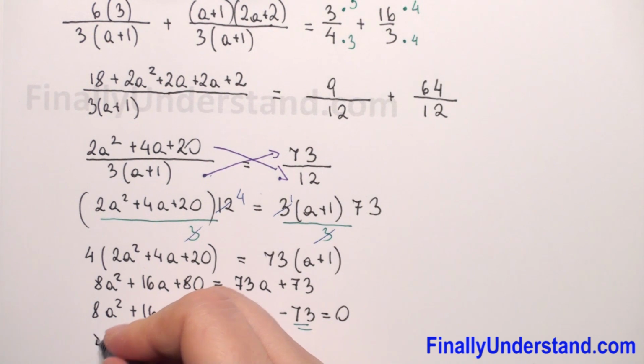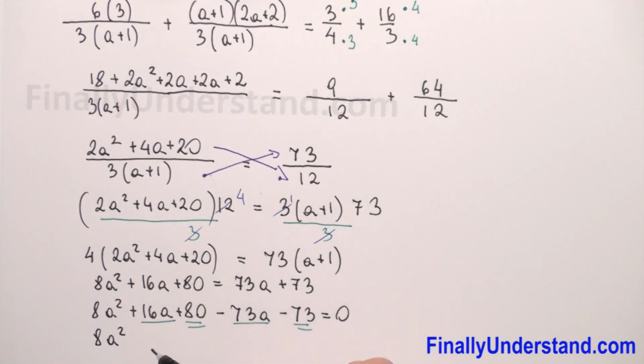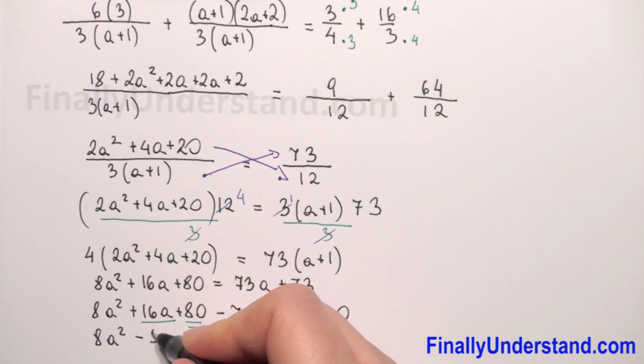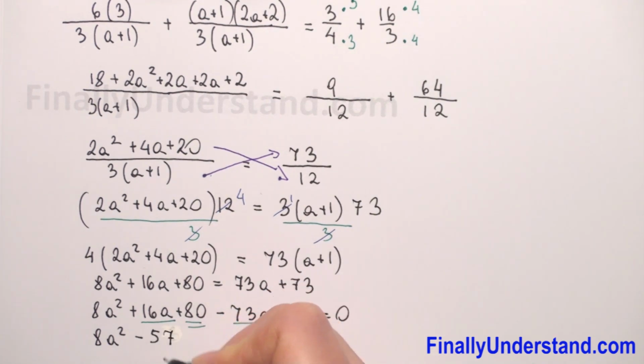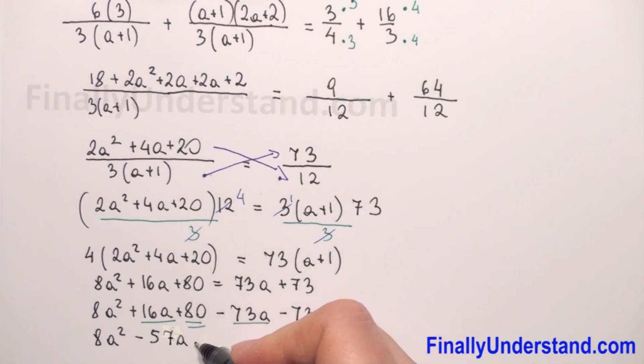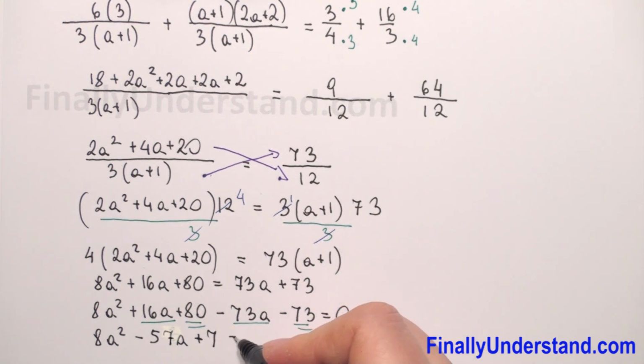So we have 8a squared, 16a minus 73a, so will be negative 57a. And we have 80 minus 73, so this is plus 7. So this is equal 0. So now we have quadratic equation with unknown a. And how we will solve this equation?